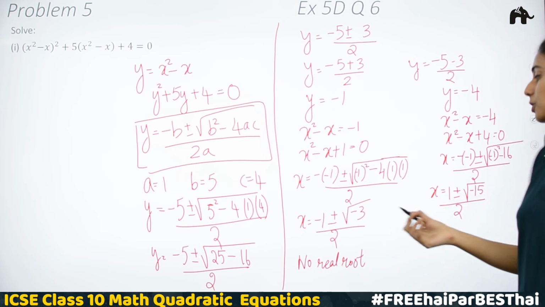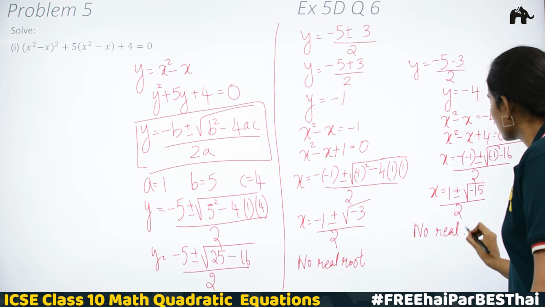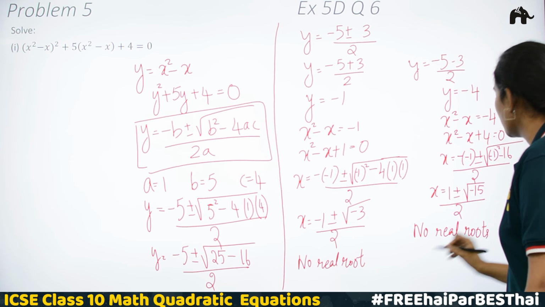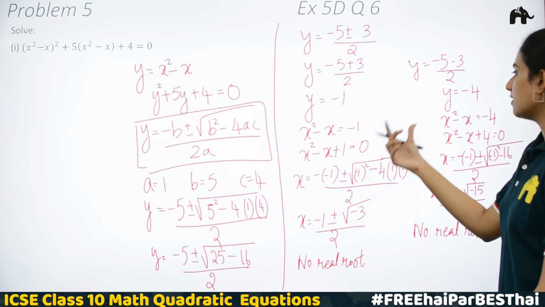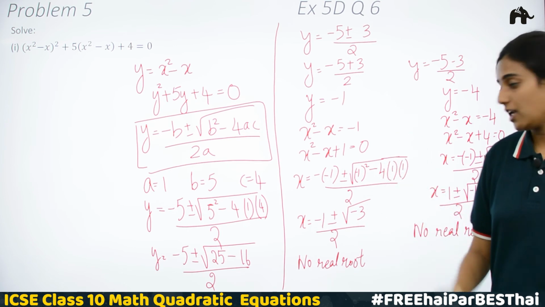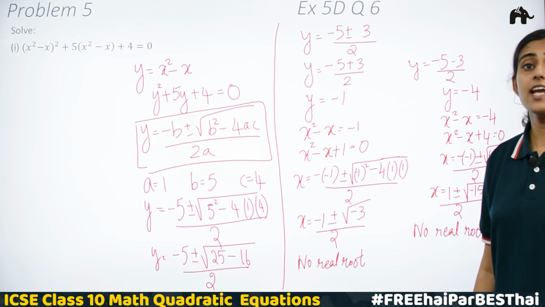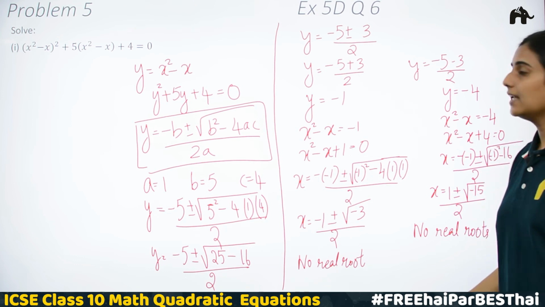This is also not possible. No real root. Okay. No real roots. So, when you find x, we cannot get exact values. We will say there are no real roots. The roots are imaginary. Clear?